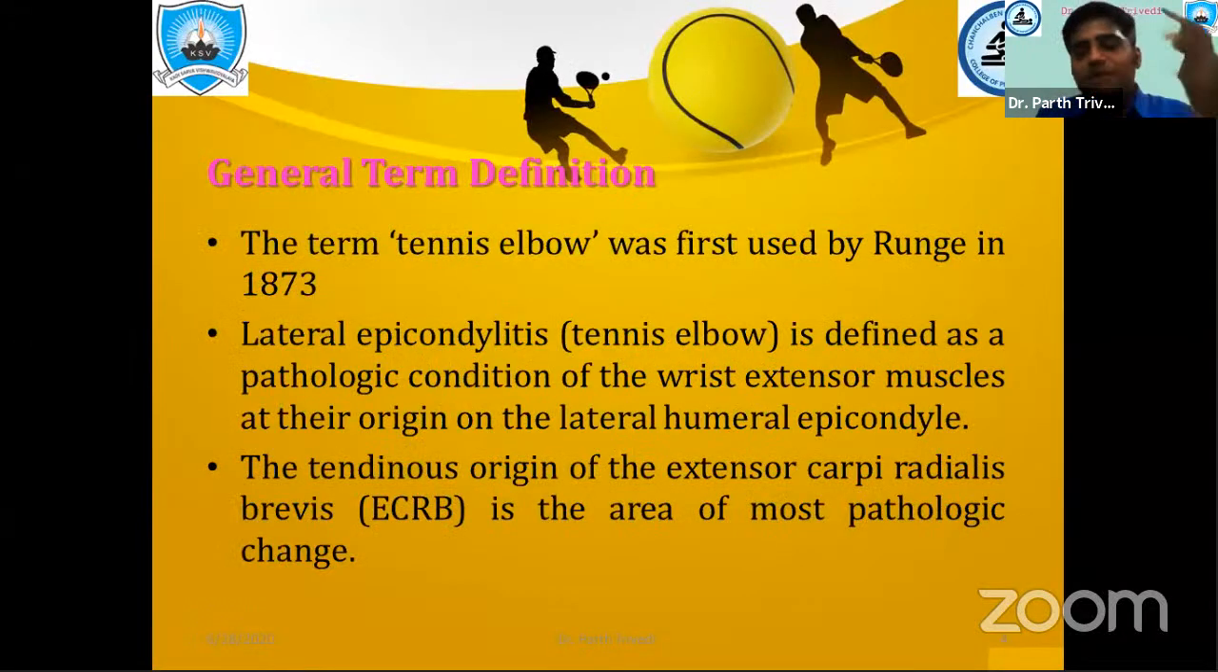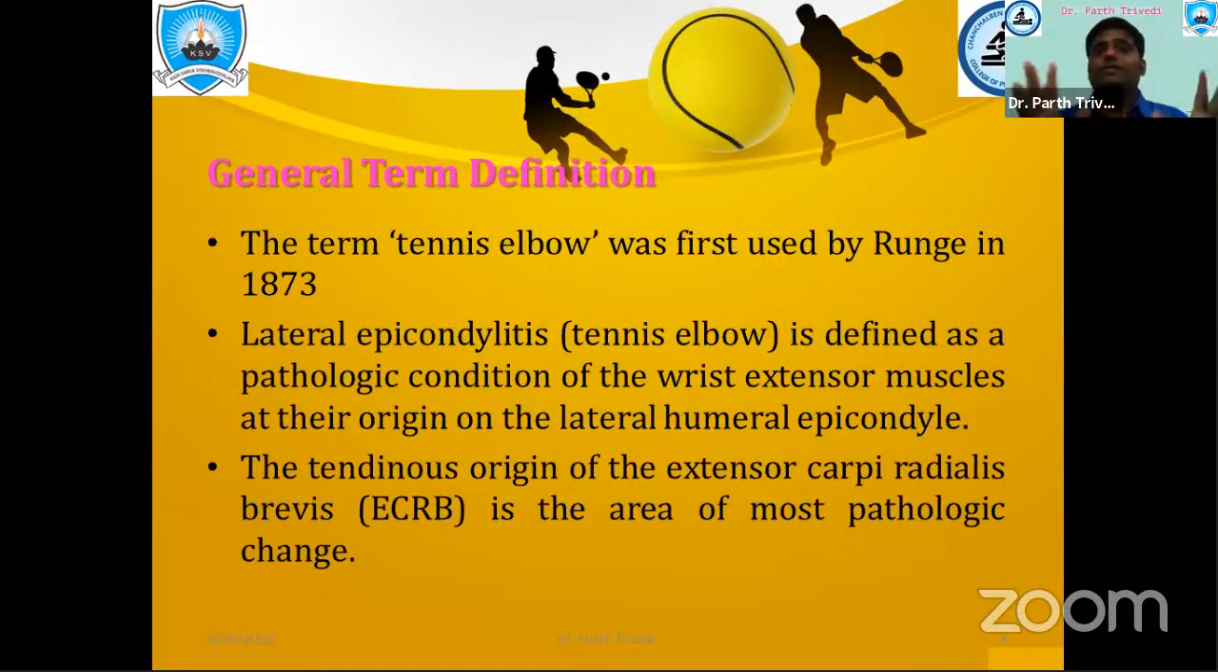Briefly, the term tennis elbow was first described in 1873 by Runge. There is no doubt about it. Why tennis elbow? Because during that period it was more seen in tennis players. To your surprise, if you look at athletic injuries now, very few tennis players are affected by this condition because of advanced biomechanical analysis and advanced rehab. So this injury is gradually decreasing in the athletic population and is now much more common in our general population.